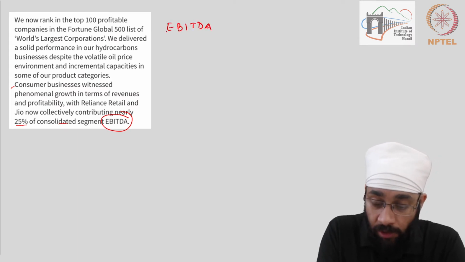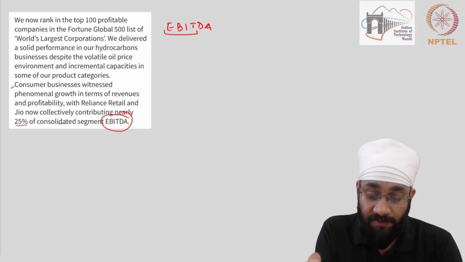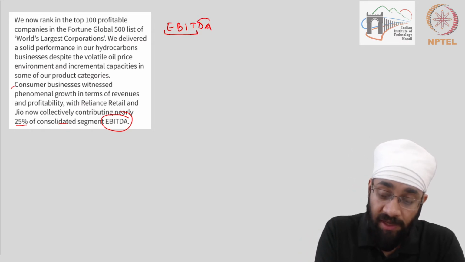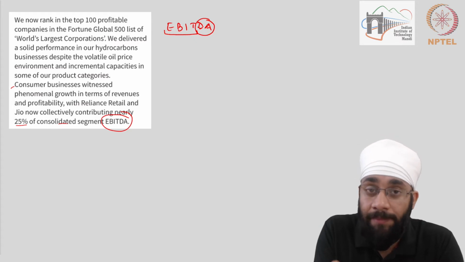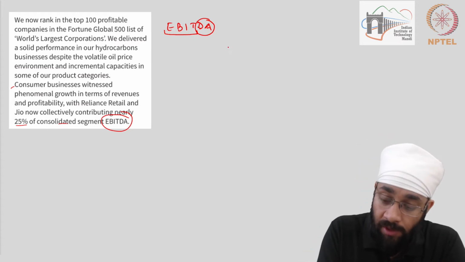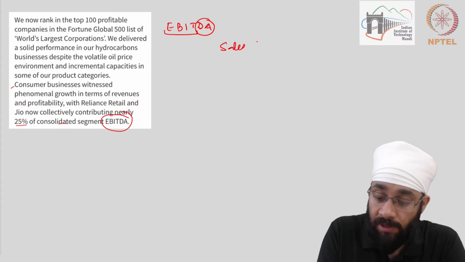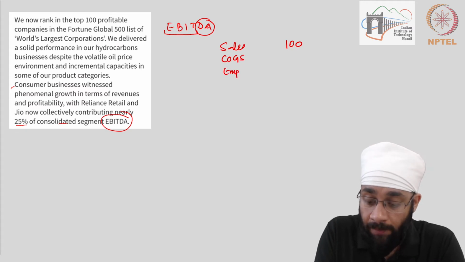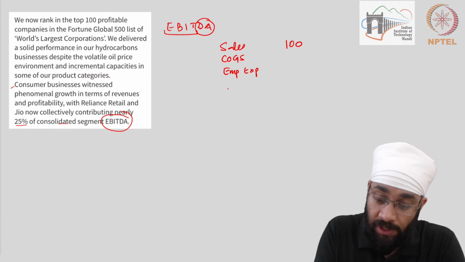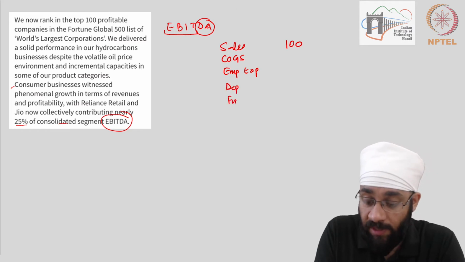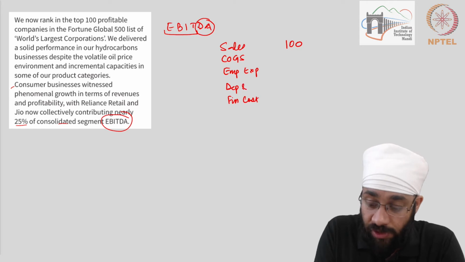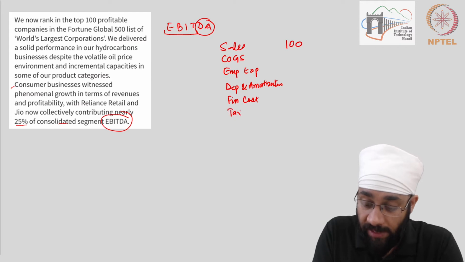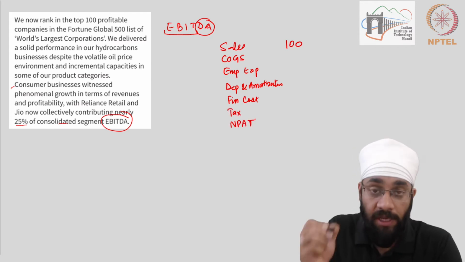EBITDA, EBITDA. You're already aware of the first four letters here, EBIT, earning before interest and tax. In addition to that, we have added two more letters, DA, which means depreciation and amortization. Now, let me use the income statement, for example. You have cost of goods sold, employee benefit expenses, then depreciation and amortization, then the finance cost. I'll clarify what this means. Then you have tax, and then finally you have net profit after taxes.